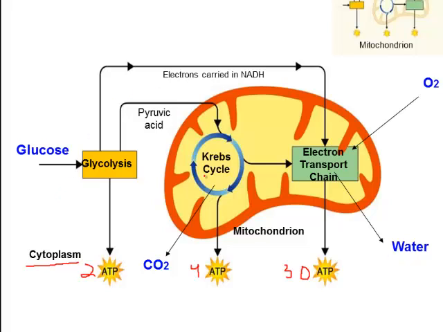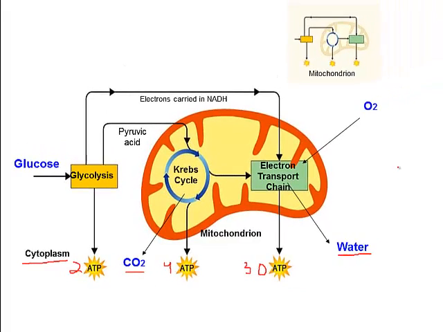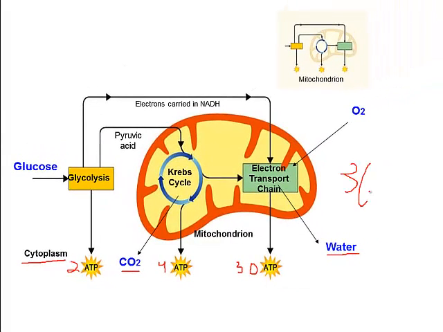So there are 3 steps that happen within the process of breaking down glucose, and each one is going to give us more and more ATP as we go along. And remember, our carbon dioxide and our water are just coming out as waste products of this whole thing. The whole point of this was to get our 36 ATP. That's what we needed. That's what we had to do to get it.